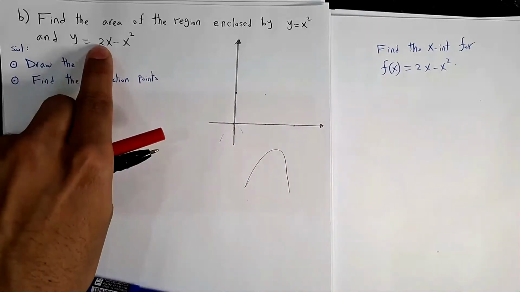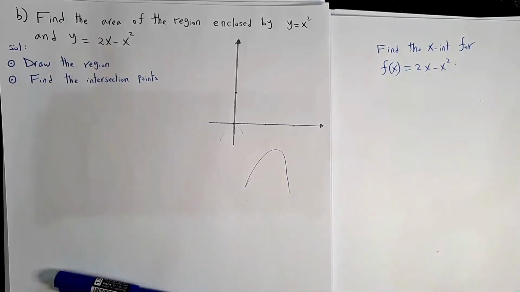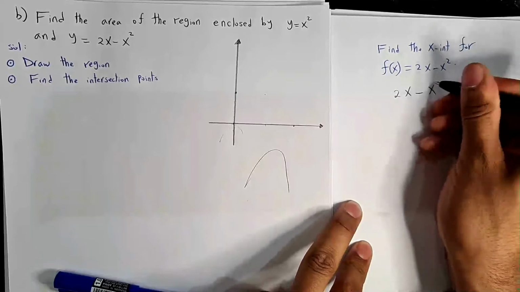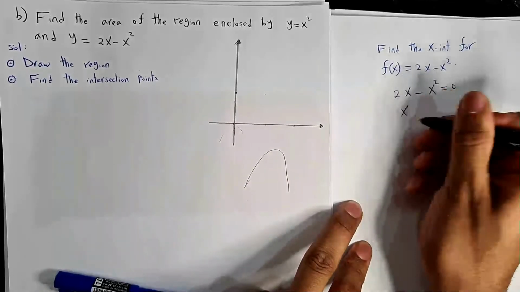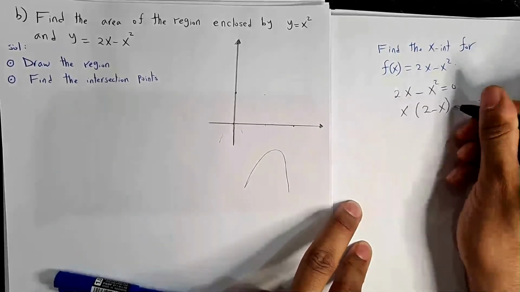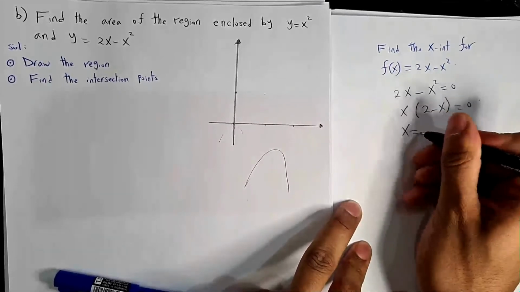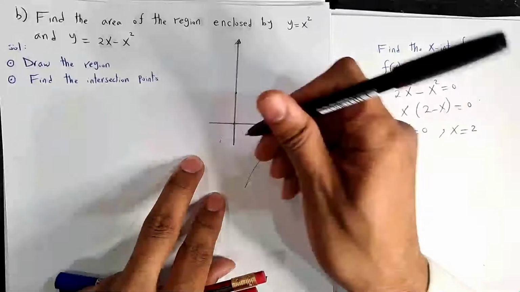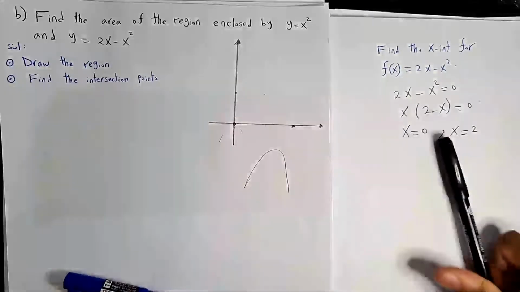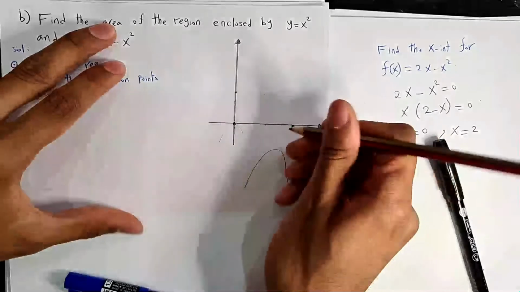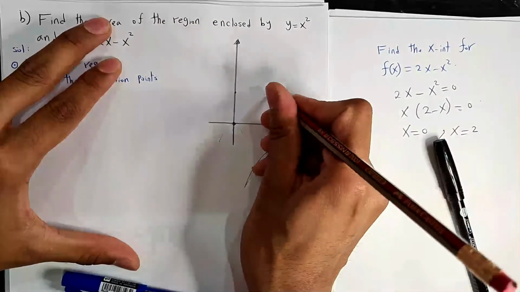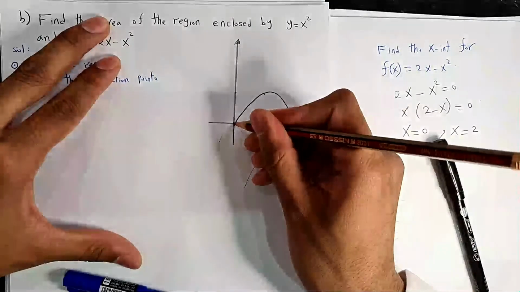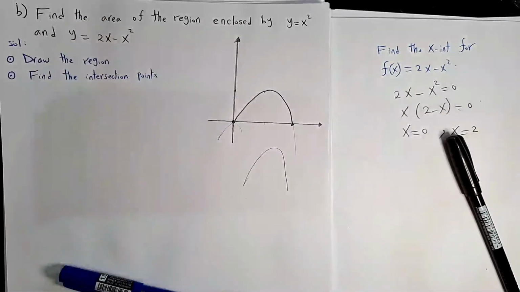But how can we draw this carefully? As I said here, you need to find the x-intercept for 2x minus x squared. We need to solve this equation, 2x minus x squared equal to 0. Factor x, for example, you are left with 2 minus x equal to 0. Clearly, x equal to 0 or x equal to 2. Now, I think it is very clear for us. This is 0 and this is 2. That means our parabola will come this way. And for sure, you can continue this way and continue this way. But it's not needed for us.